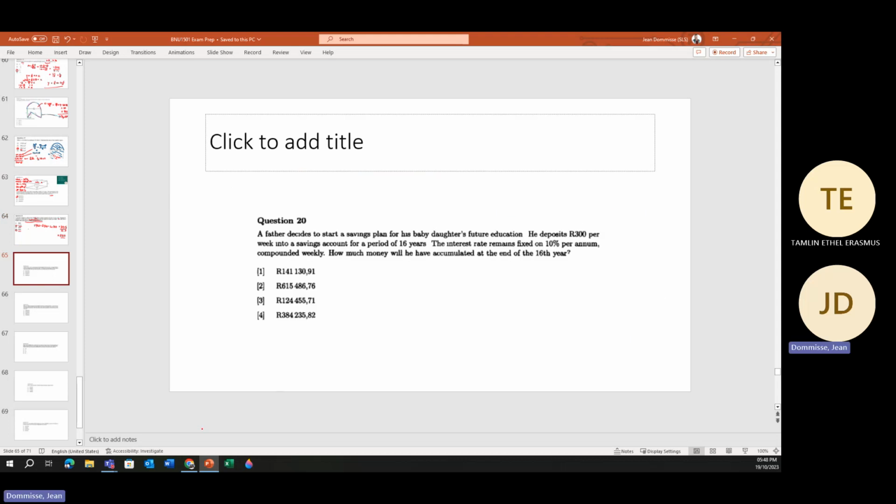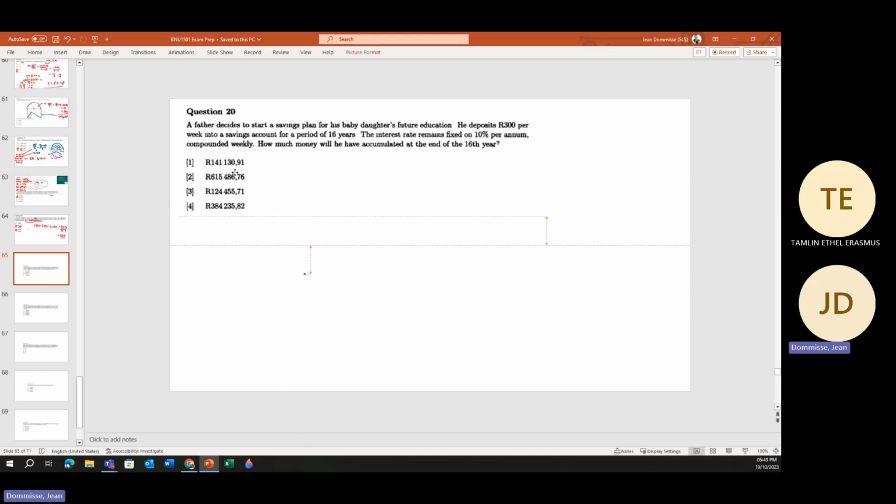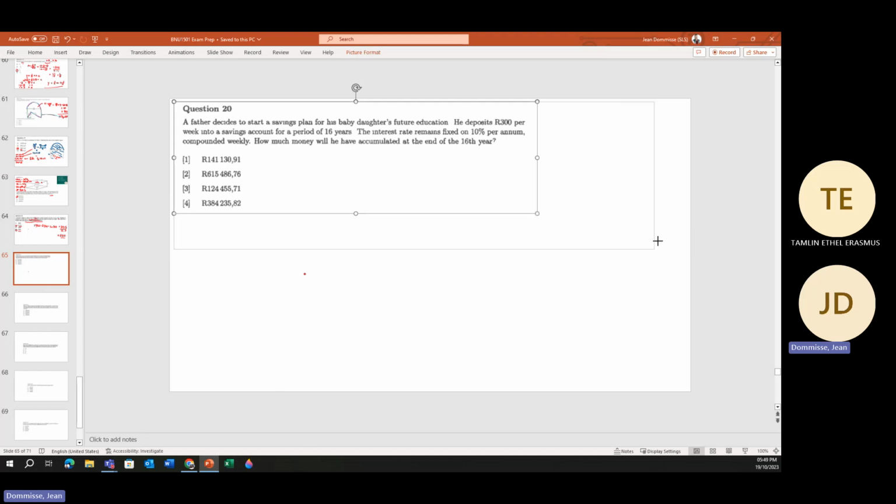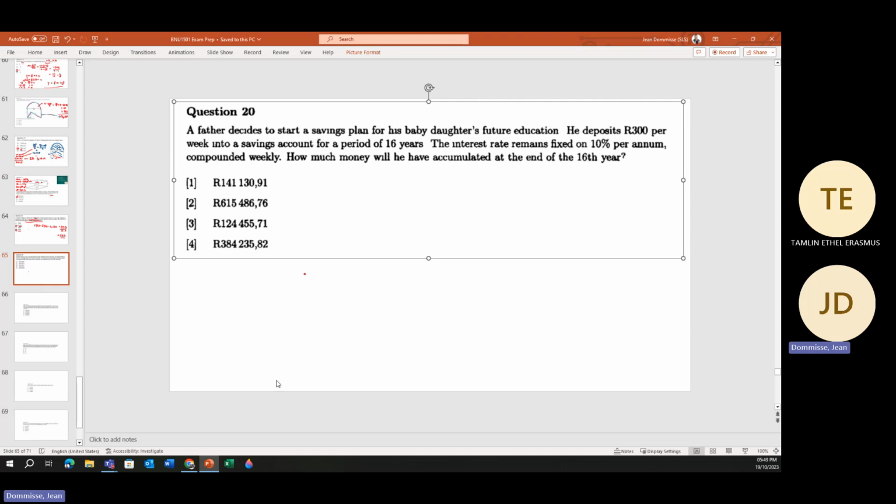Okay, question 20. So now we're going into a bit of interest rates and those kind of things. So let's see what they ask. A father decides to start a savings plan for his baby daughter's future education. He deposits 300 rand per week into a savings account for a period of 16 years. The interest rate remains fixed at 10% per annum, compounded weekly. How much money will he have accumulated at the end of 16 years?